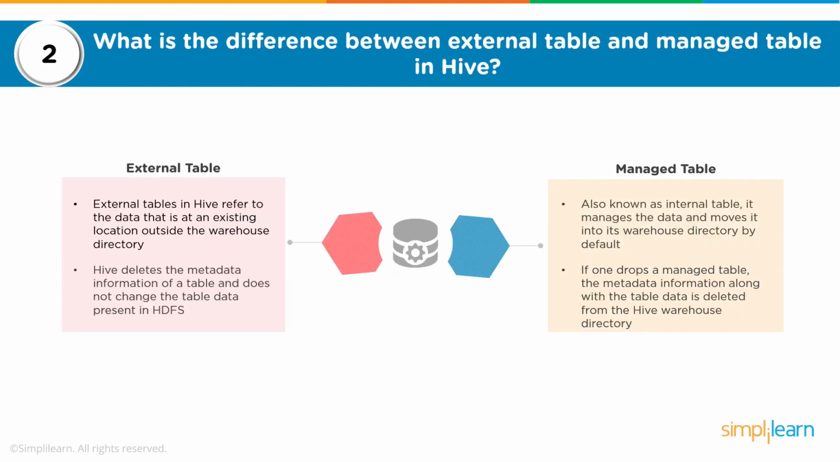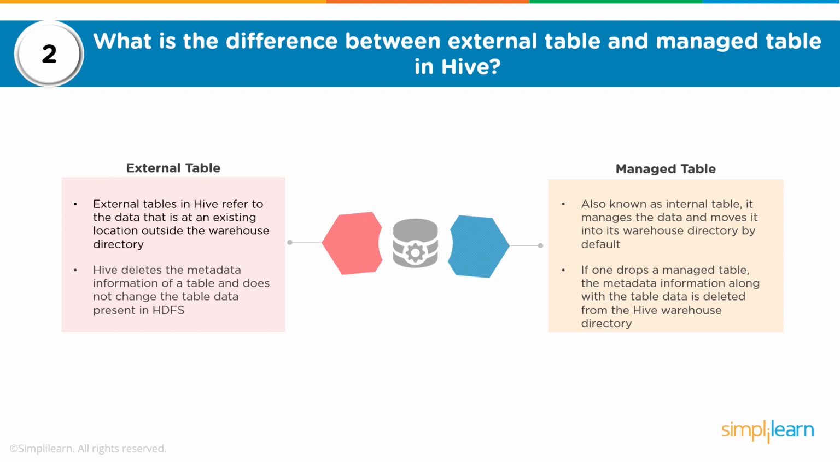Now, what is the difference between an external table and a managed table in Hive? We have various kinds of tables in Hive, such as external table, managed table, and partition table. The major difference between a managed and an external table is in respect to what happens to the data if the table is dropped. Usually whenever we create a table in Hive, it creates a managed table, which we could also call an internal table. This manages the data and moves it into the warehouse directory by default. Whether you create a managed table or an external table, the data can reside in Hive's default warehouse directory, or it could be residing in a location chosen.